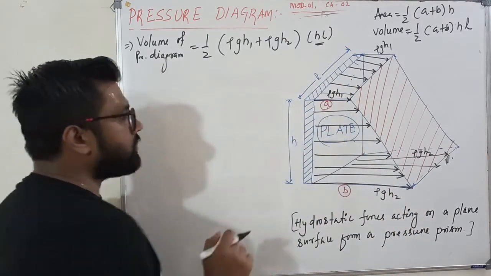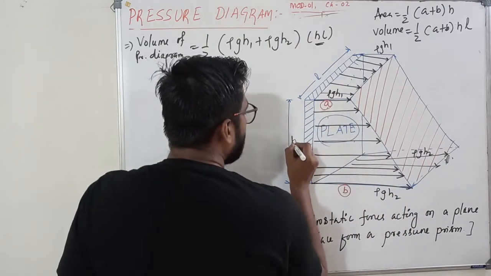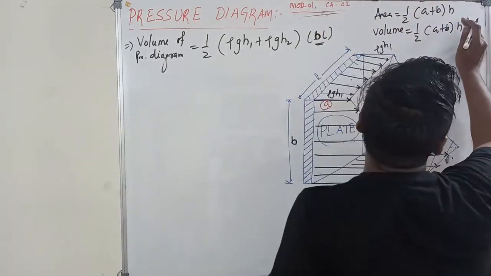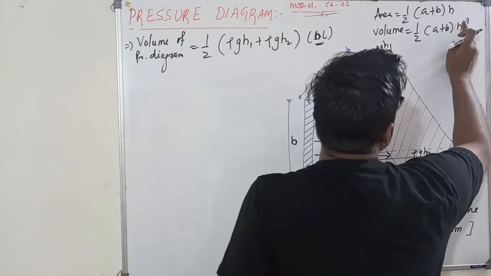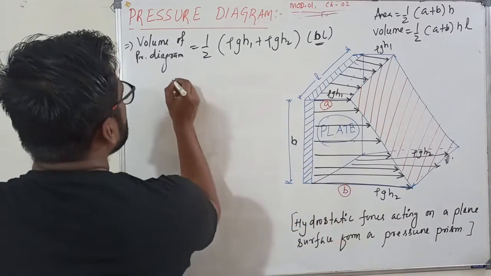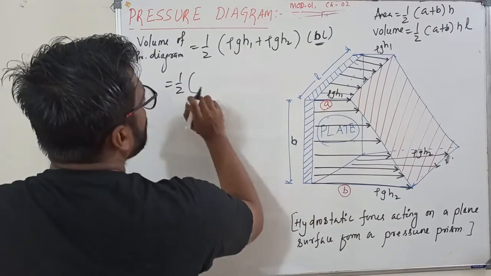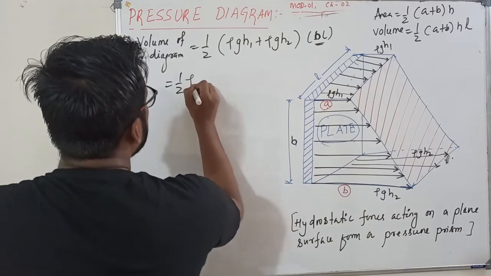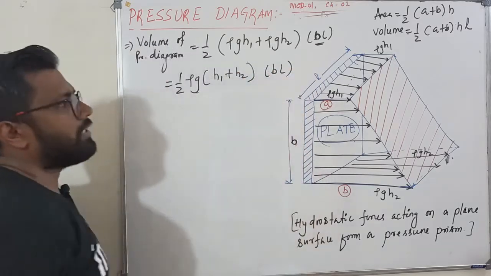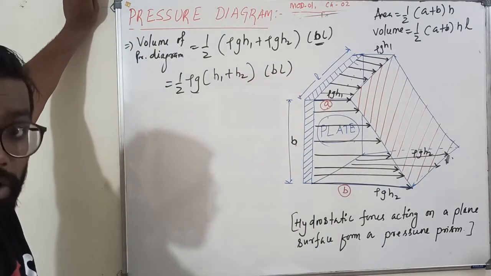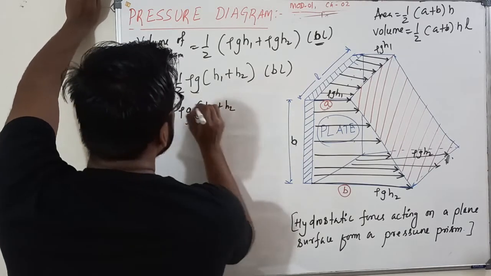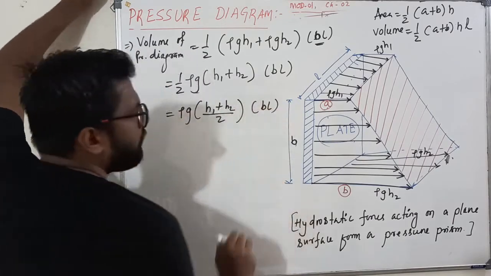If you are getting confused, you can write it as B. Let this be L. So by h1, h2 we are writing now. Again A and B will confuse, so suppose I am writing here B into L. So what did you get, sir? Half rho g, take common. If you take rho g common, what did you get? Sir, (h1 plus h2) multiplied by B into L. Very good. So this implies rho g into (h1 plus h2). Take these two inside. What did you get? B into L.